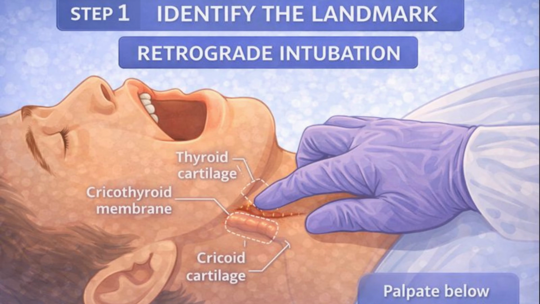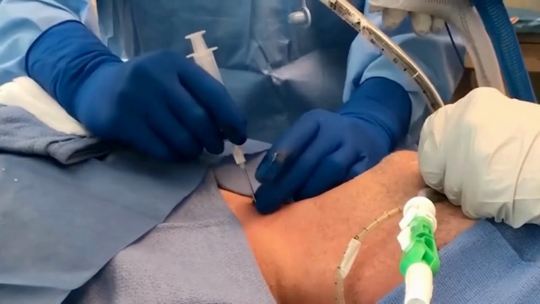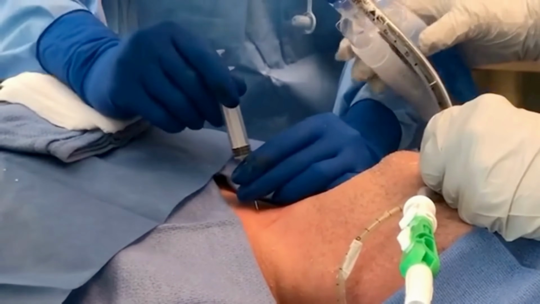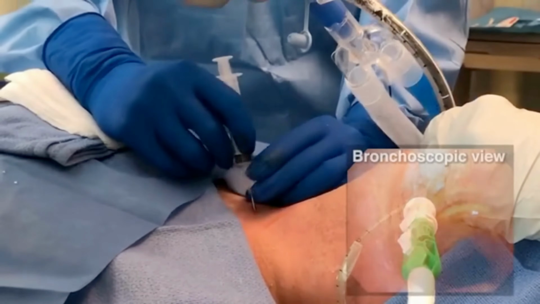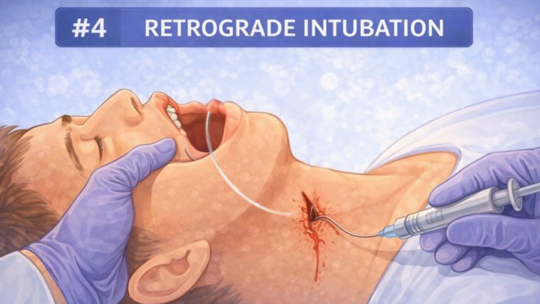Begin by identifying the cricothyroid membrane. Clean the area and stabilize the larynx. Insert a needle through the cricothyroid membrane into the trachea. Confirm you are intratracheal by aspirating air. Through this needle, advance a guide wire upward toward the head. The wire travels from the trachea toward the pharynx.